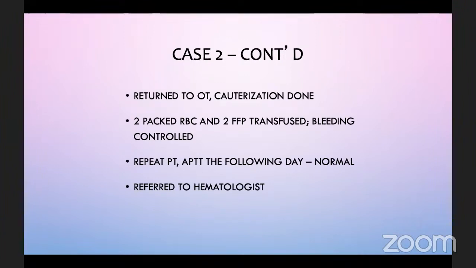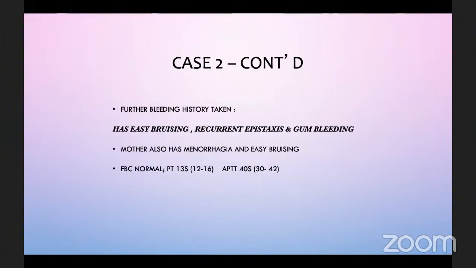And a repeat APTT the following day was obviously normal. It started off normal and it was normal the next day. Then after which they referred him to a hematologist. So as routinely, usually we get a bleeding history. The bleeding history was taken and it was noted that he actually had easy bruising. He had recurrent epistaxis and recurrent gum bleeding. So he is actually shouting out to you that, hey, I am a bleeder, right? His mother also had menorrhagia and easy bruising.